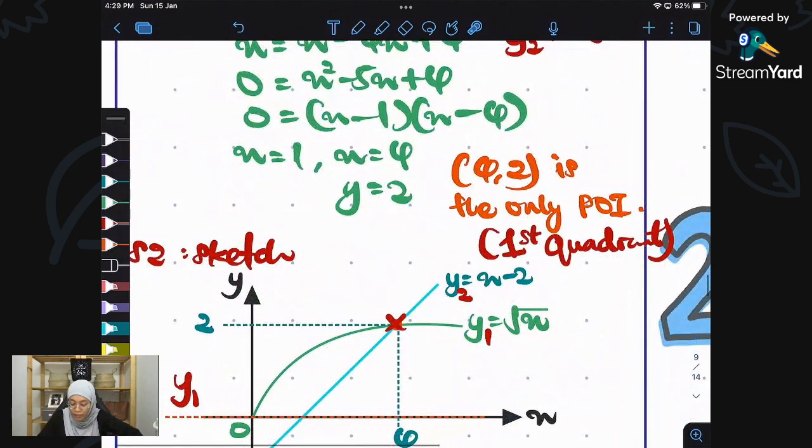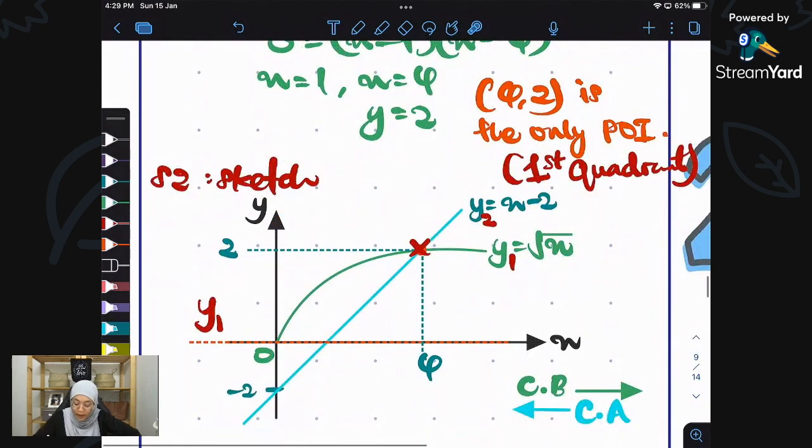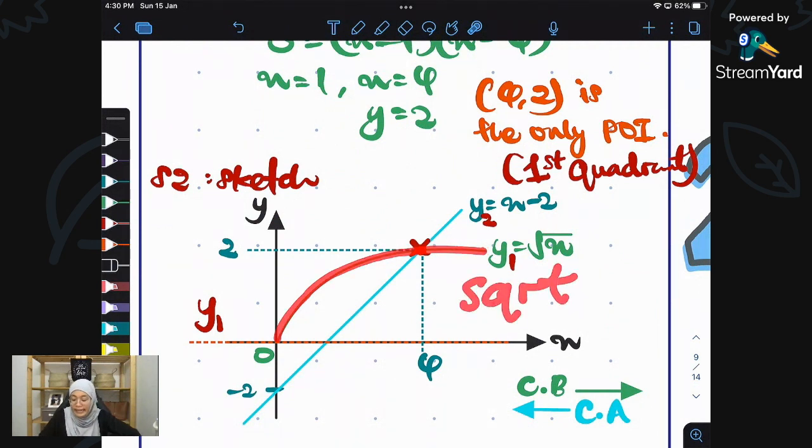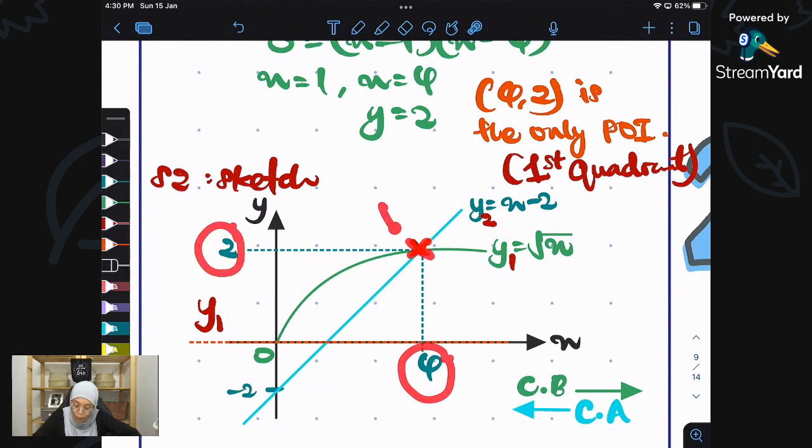So I am going to continue sketching the graph and shape the region that we want to find the area. And so this will be my sketching. This is my square root function, and I let it as my y1. And this is my linear function, linear graph. I let it as y2. And this is my coordinate, my POI, my point of intersection.